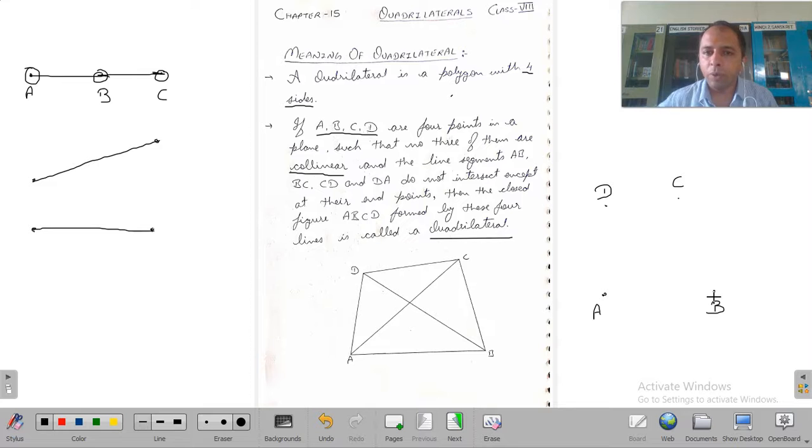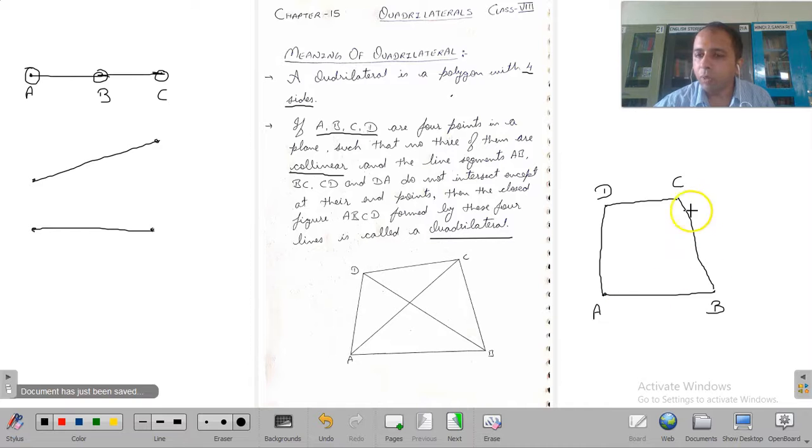Now let's join these points. Let's join line segment AB, then BC, then CD, and DA. You can see that out of these 4 lines, no 2 lines intersect each other except at their end points or corner points.